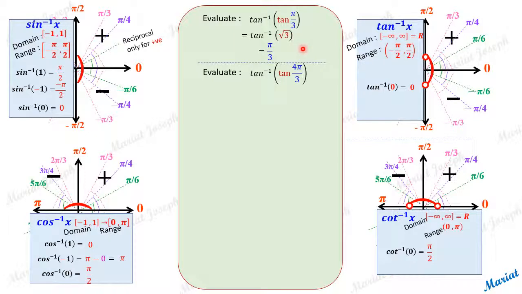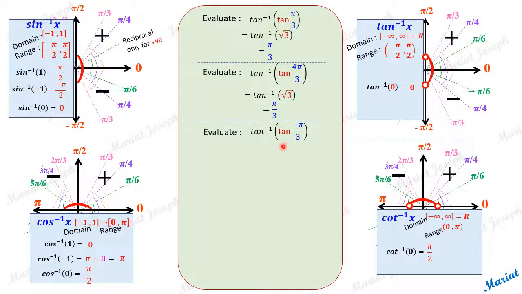Be careful. Let's see. Tan inverse of tan 4 pi by 3. Which angle is this 4 pi by 3? 4 pi by 3 is in the third quadrant. So tan 4 pi by 3 will also be positive, root 3. Look, tan inverse root 3 is pi by 3, and how can it be something else? It has to be pi by 3 again. This was not the same angle we started with. So they did not cancel. Why? Because the angle was not from the principal branch. So the answer is pi by 3.